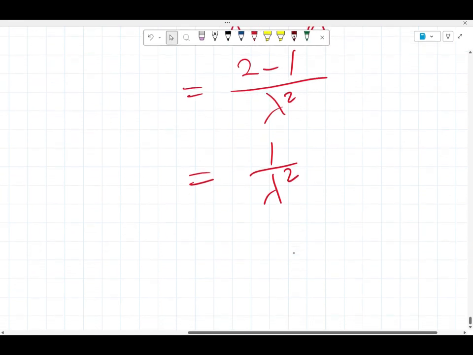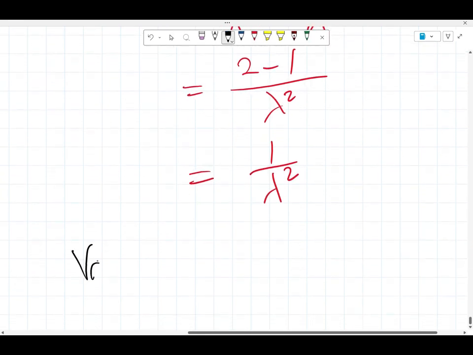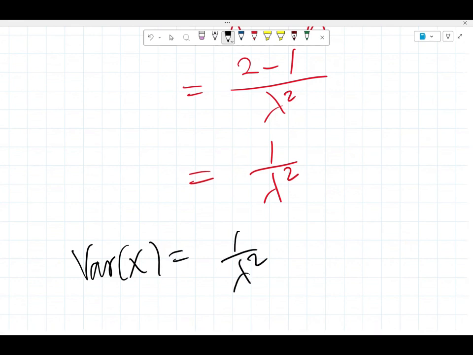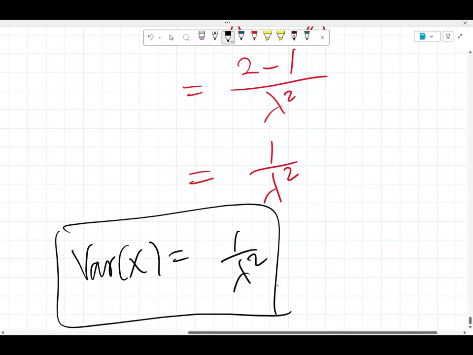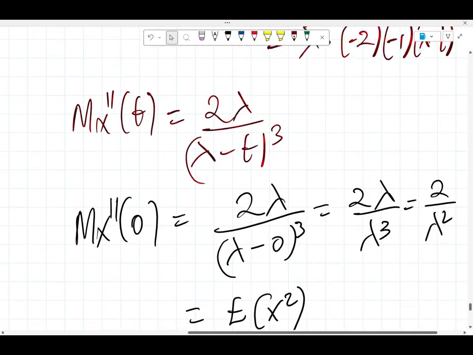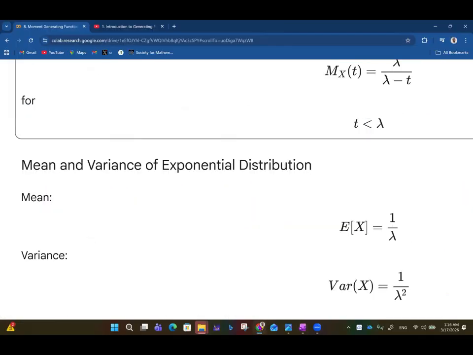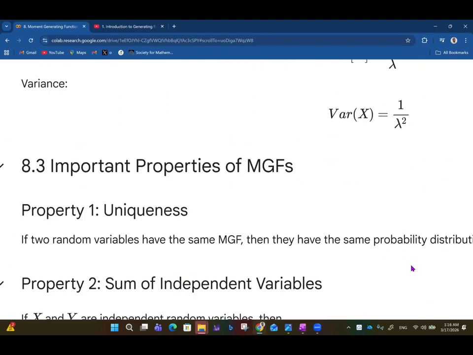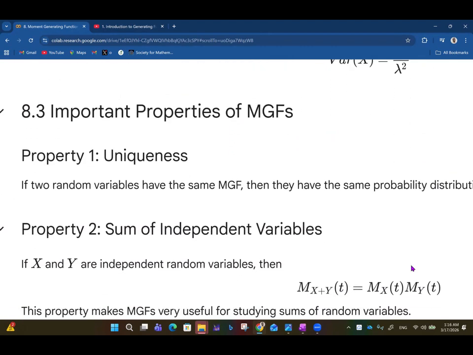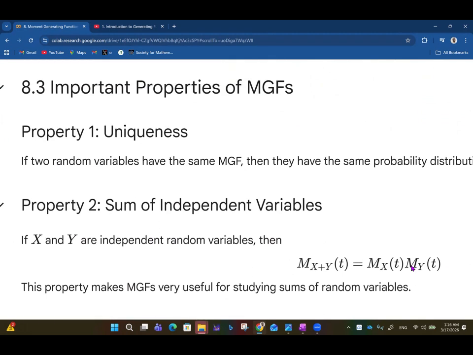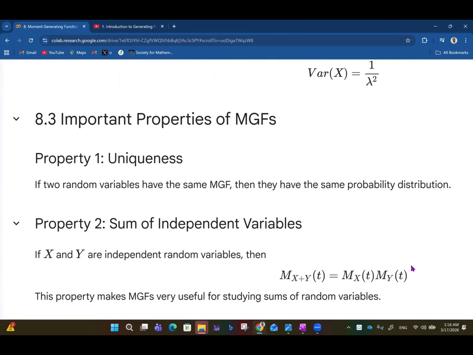So again, the variance of x now is 1 over lambda squared. The mean is 1 over lambda, like we already got before. So that's how that goes. So get the moment generating function, and then you can keep getting all the moments from that. That's why it is called a moment generating function. It keeps generating the moments.